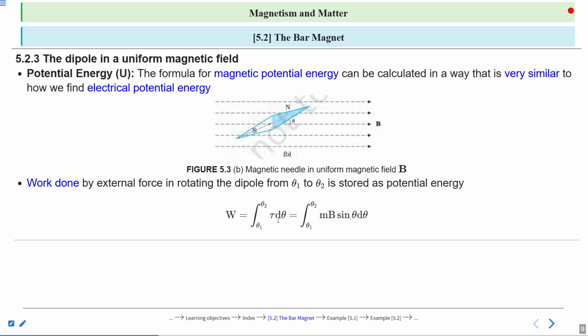We integrate this small work done from angle theta 1 to theta 2, because we are rotating this magnetic needle from theta 1 to theta 2. So work done is the integral from theta 1 to theta 2. What is tau? We have calculated MB sine theta in the previous slide. Put this value, now integrate.